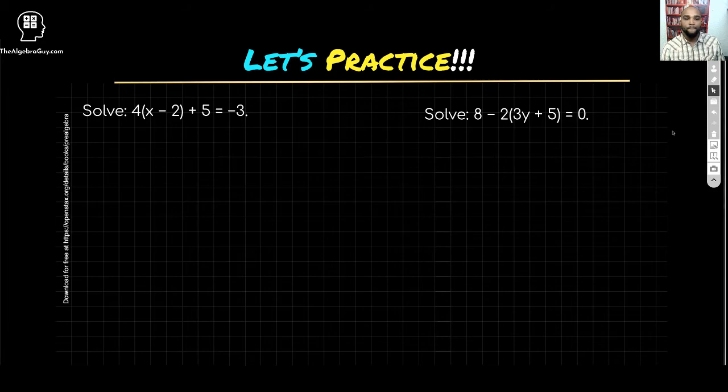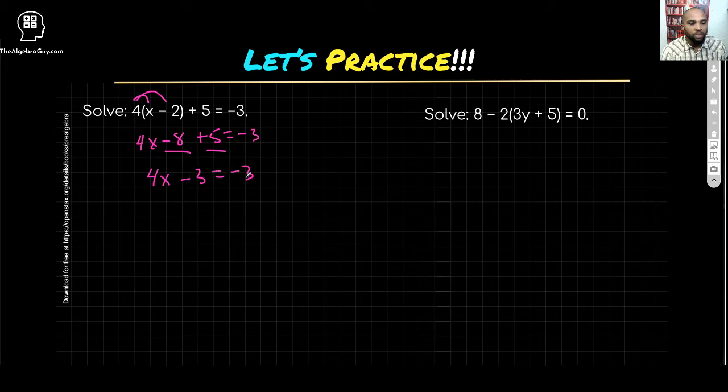All right, we got 4 times x, and 4 times -2 is 4x minus 8 plus 5 equals -3. Combine some like terms here. So then we end up with 4x minus 3 equals -3. And now I got to get my x by itself by adding 3 on both sides. And that gives me 0.